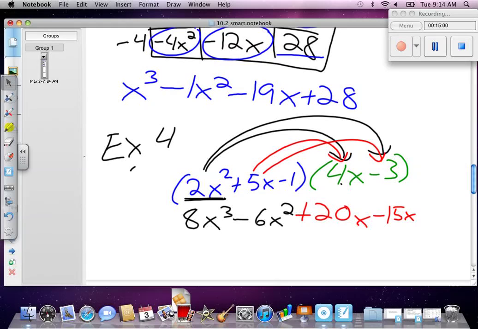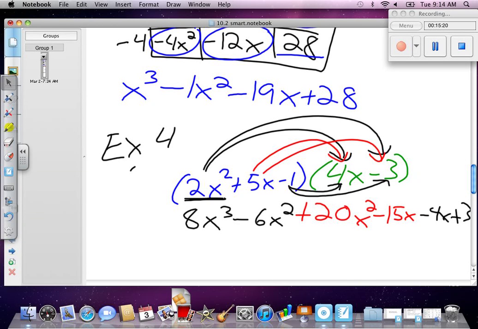Squared. Yes, it is. Thank you. Do you guys see why it's x squared? You did two x's. X times x is x squared. Okay, now I'm going to do negative 1 times 4x is negative 4x, and negative 1 times negative 3 is positive 3.